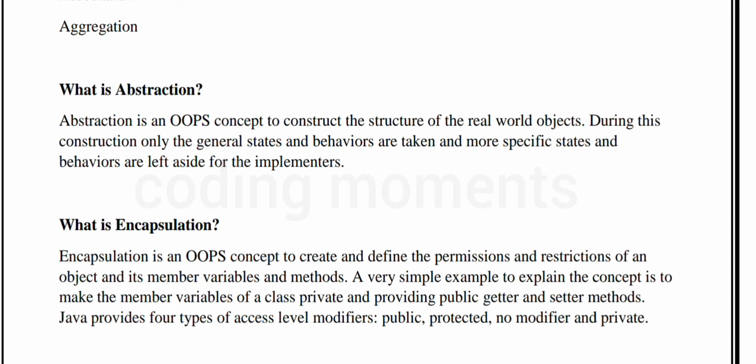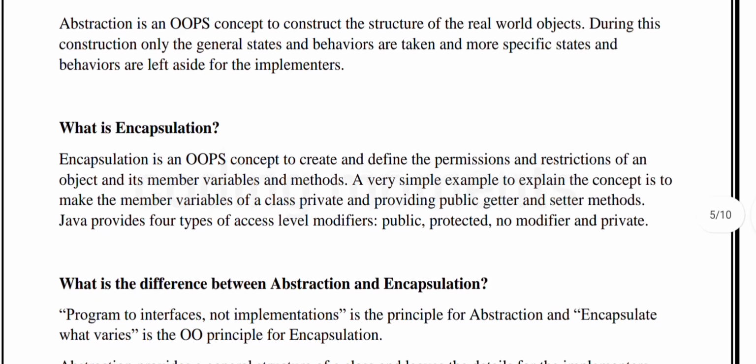and its member variables and methods. A very simple example to explain the concept is to make the member variable of a class private and providing public getter and setter methods. Java provides four types of access level modifiers: public, protected, no modifier, and private.